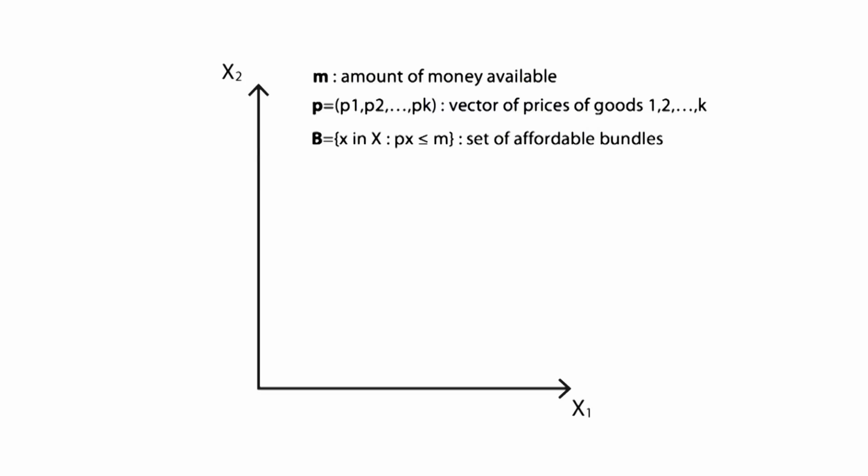In this graph, the x-axis, or horizontal axis, shows the amount of good x1 a consumer can consume, while the y-axis, or vertical axis, shows the amount of x2 this consumer can consume. A budget line is drawn to represent how much an individual can consume of each good given a limited amount of money, called M, as well as the prices of each good, here P1 and P2.